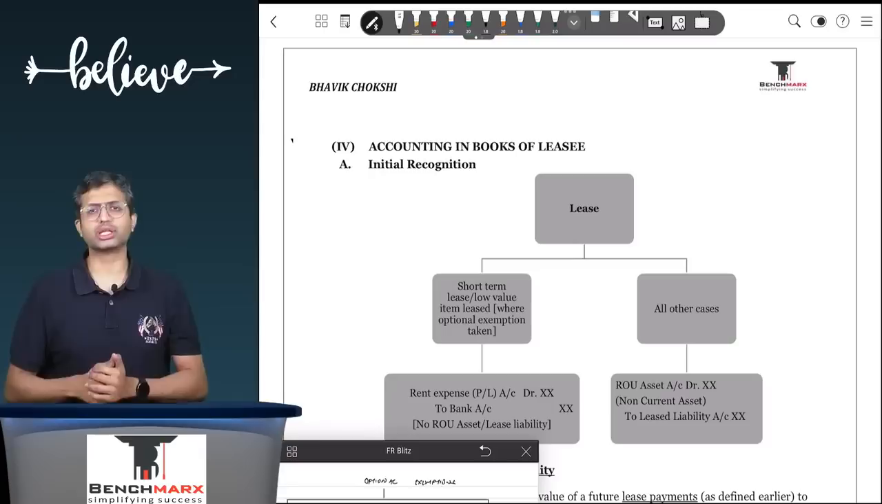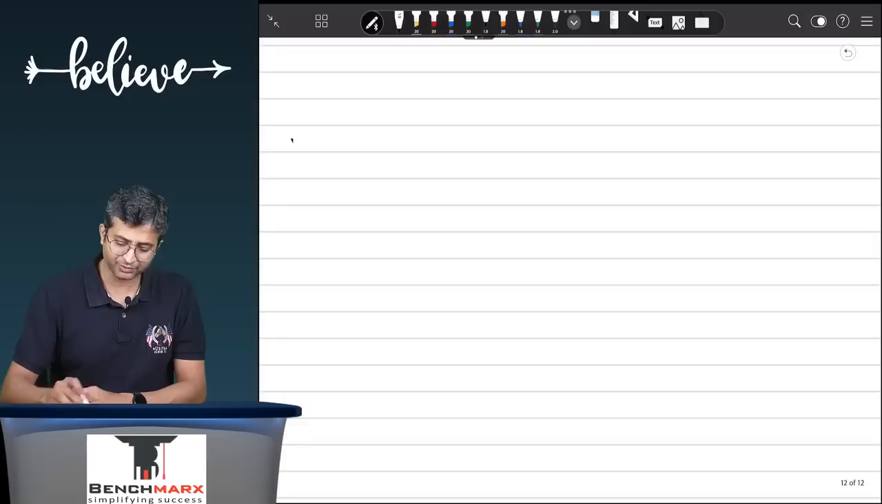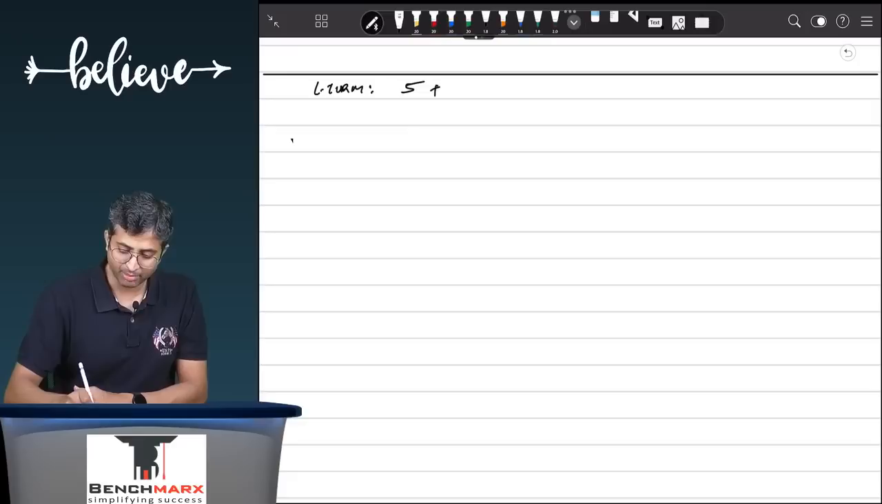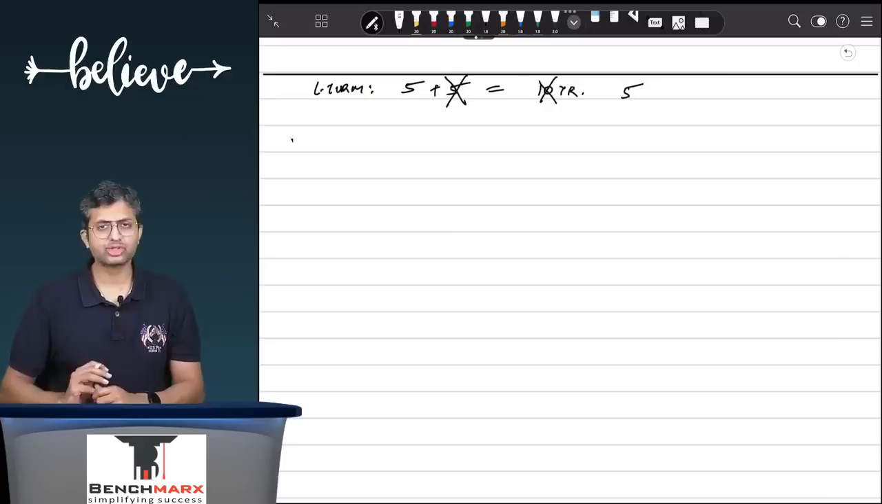Now, at what value will you recognize a lease liability? Well, the standard says that the lease liability will be recognized at the present value of the future lease payments over the lease term. So, let us say the lease term over here covers a 5-year plus 5 years, that is equal to 10 years, for example, there is an economic incentive to renew, or there is no economic incentive to renew, in which case this is just 5 years.